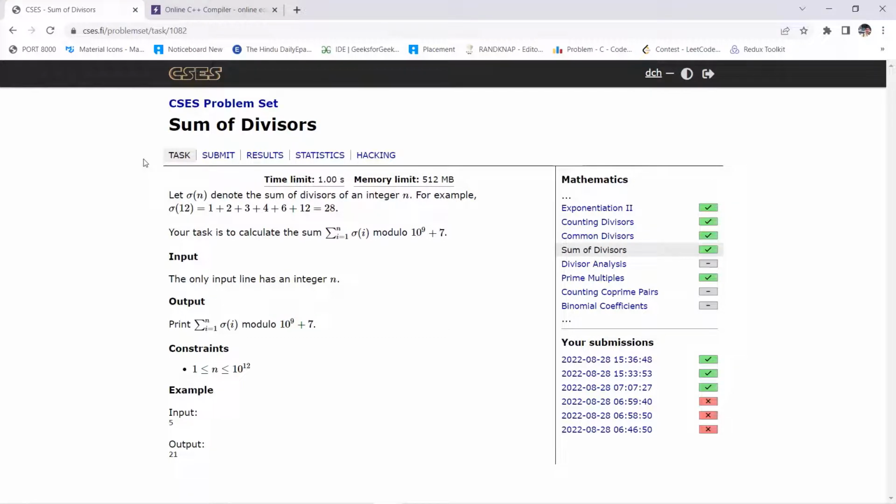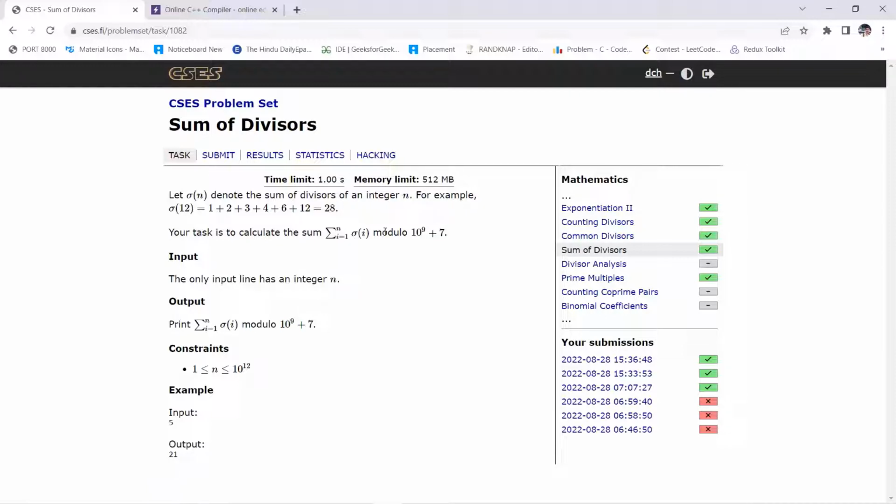Hi guys, in this video we are going to solve this problem, sum of divisors. Here we are given this function sigma n, which denotes the sum of divisors of an integer n. For 12, these are the divisors, and if we add them, we get 28.